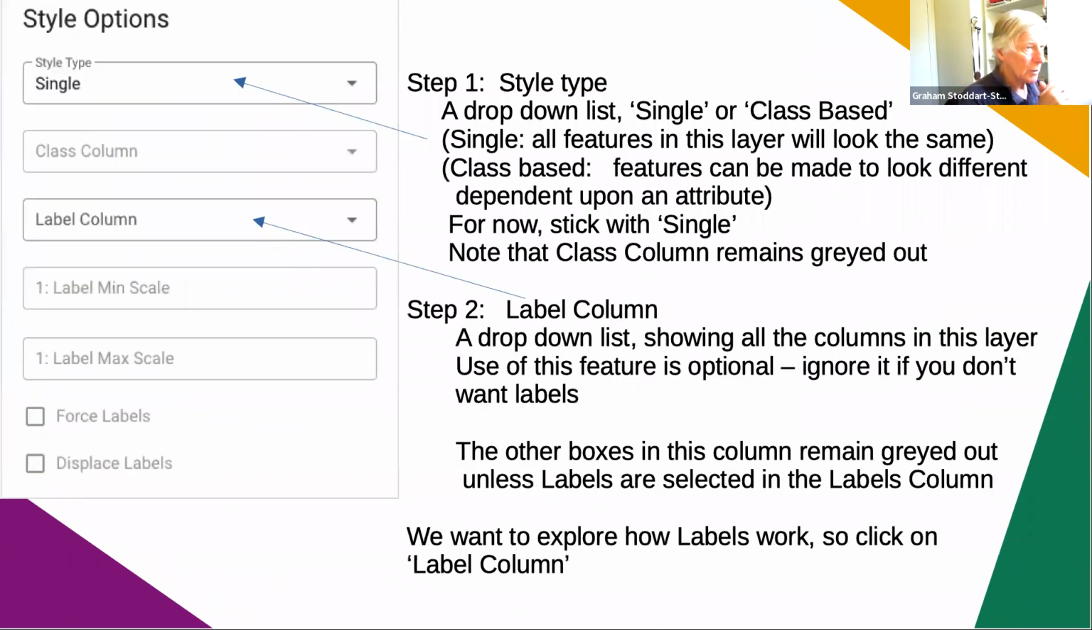We've talked about single or class-based. This is just a drop-down mini menu where you have a choice of single or class-based. Very simple. You can turn the label on individually, regardless of whether you've got single or class-based. And the others we'll discuss when we get down to them. So we're going to do labels right now.